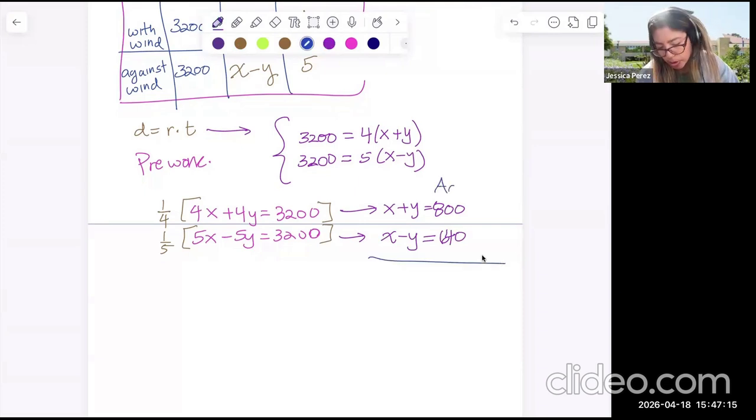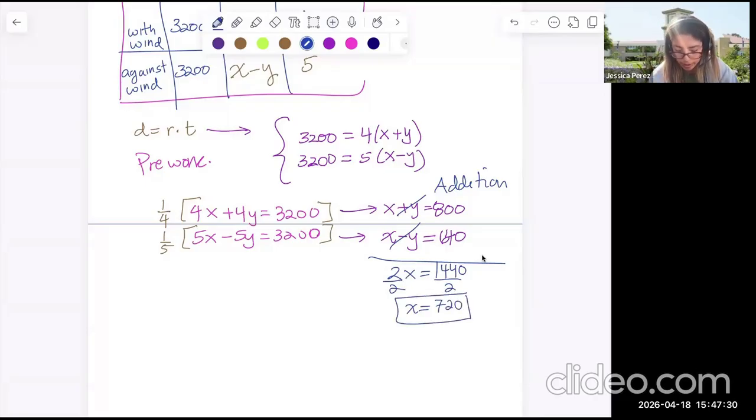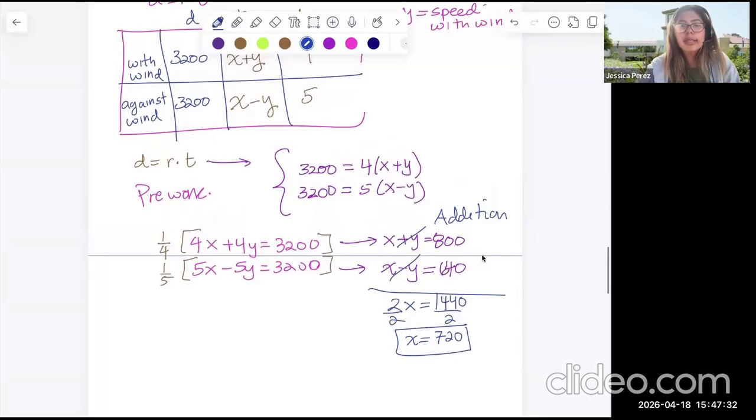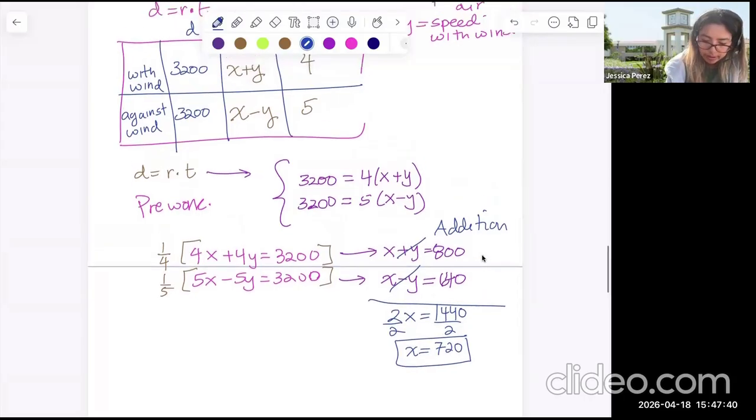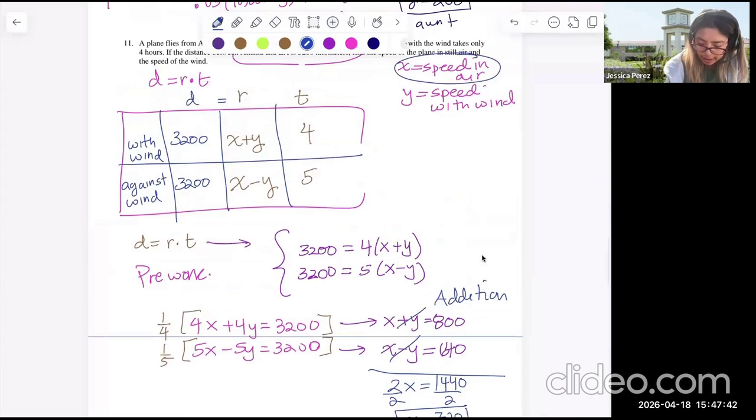Well, now you have the plus and the minus. You can use the addition property here, and then the y's will cancel. I get 2x is equal to 1,440. Then divide both sides by 2, and I get 720. So in this case, that means the speed per hour of the plane. Remember, that's the speed in the air.